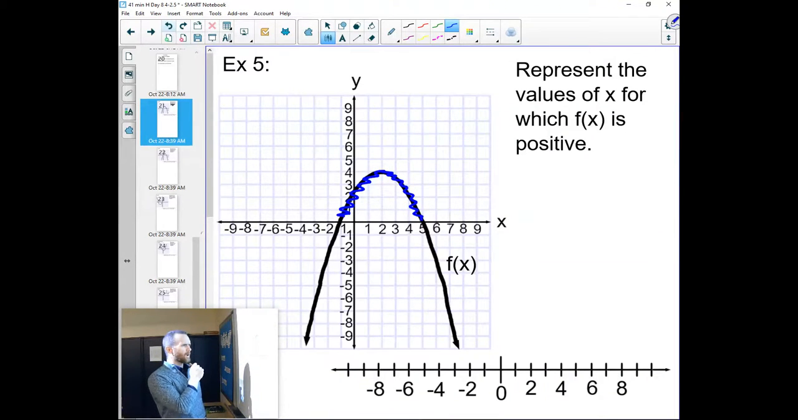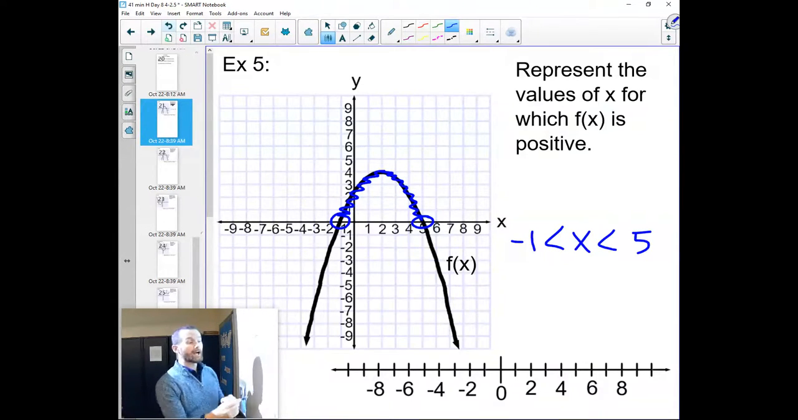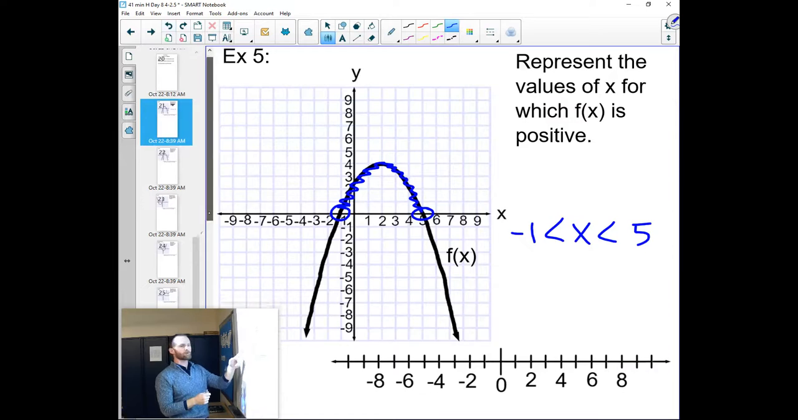So to represent this with an inequality, remember we're talking about the values of x, domain values, all those things mean the same thing. So our x values are going from -1 to 5. The way we can write that as an inequality is the x values between -1 and 5. Now remember, we're not going to put or equal here on either of them, because f of x is not positive at x equals -1 or x equals 5, because those points are on the x-axis. They're the zeros of the function. That's why they're called zeros, because f of x is 0 at those points.